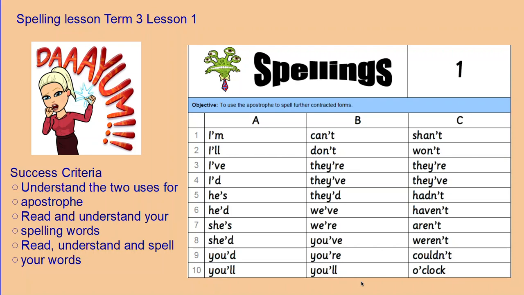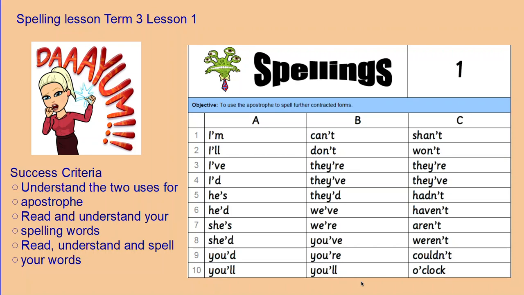Let's get ready for lesson 1 in term 3, our first spelling lesson of our term 3 spellings. Our learning objective for today is to use apostrophes to spell contracted forms. We know that there is one form of apostrophe we've used for possession. The second form of apostrophe use is for a contracted word, which means to show missing letters.